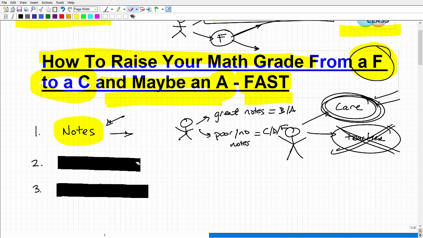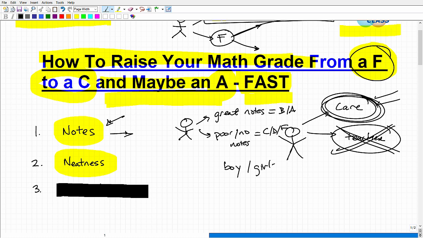All right, let's move on to our second thing, and that is neatness. Now, take it from me, as a young elementary school student, middle school, even high school. I remember decades and decades ago that I was pretty much sloppy. I find, and I'm just speaking in generalities, most boys that I've graded, young men, tend to be a little bit more sloppy than the girls. Girls usually a little neater.